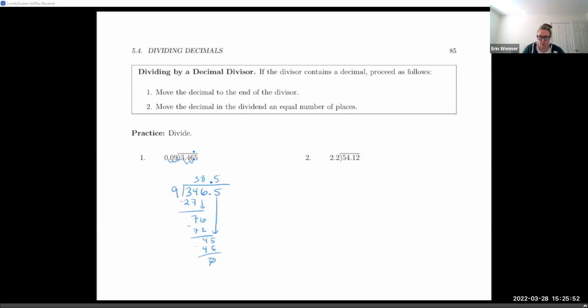So again, 38.5. So I want you to think about what we did in number one, and I want you to try number two. Remember, you've got to move the decimal point at least once. I'm not sure how many times. It's up for you to decide. So try number two and tell me your answer.